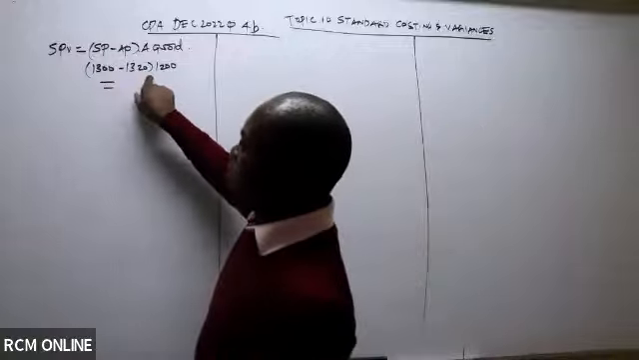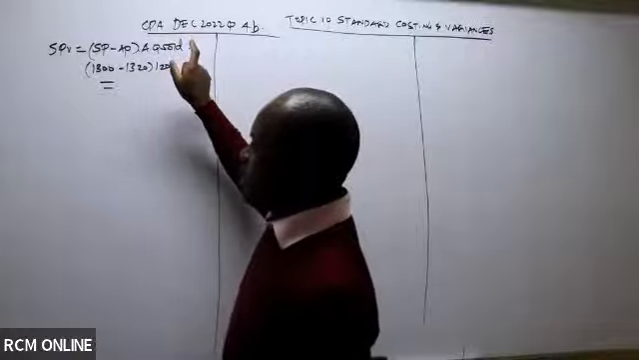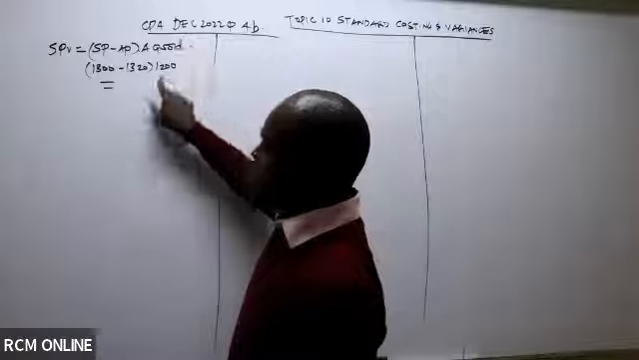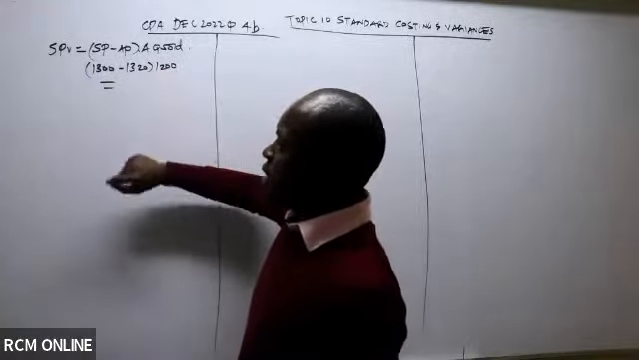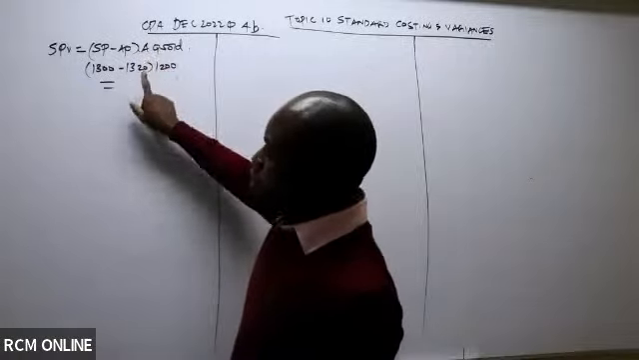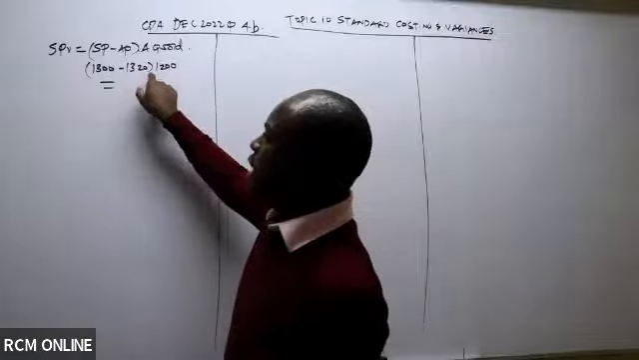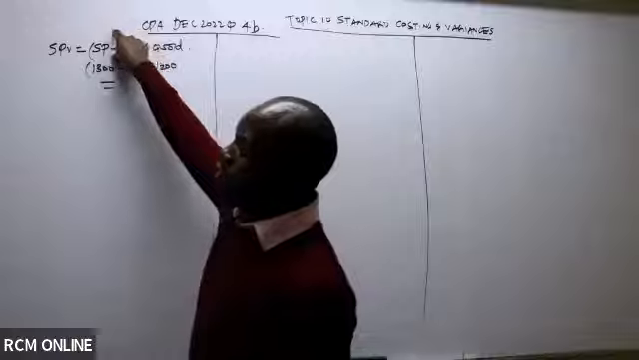1,300 minus 1,320, only 20. Difference of 20 times 1,200. The answer is 24,000. So what matters now is knowing whether it is favorable or adverse, which is done by looking at this bracket and referring to your formula.